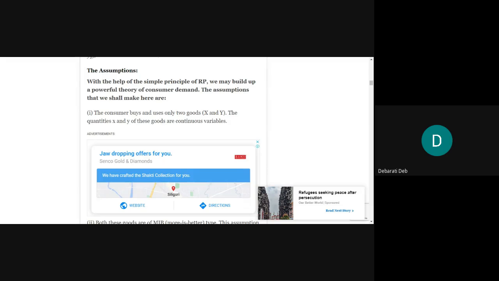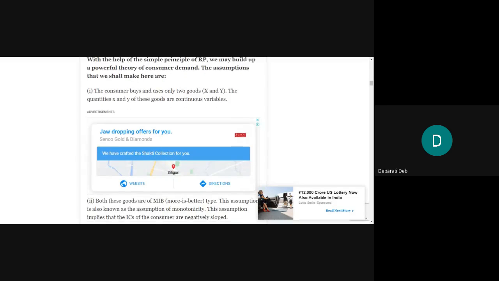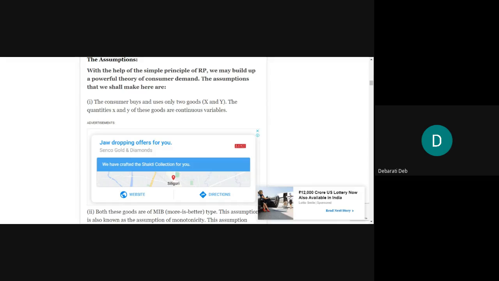With the help of this simple principle of revealed preference that we have known so far, we may build up a powerful theory of consumer demand. Now, the assumptions that we shall make here are as follows. If in an examination a question comes, what are the assumptions of revealed preference theory, then this should be your answer.